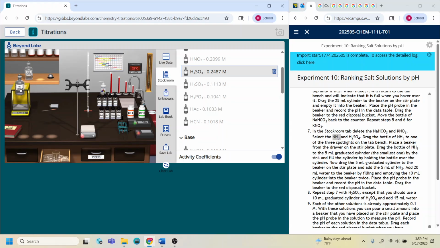Let's do the ammonia first. So we're going to bring that bottle to one of these three spots. We're going to take our beaker, we're going to put it on the bench or on the hot plate. And then it says here that I need to drag the bottle to fill the 5 ml graduated cylinder. So we're going to go ahead and grab the bottle. This is the 5 ml graduated cylinder, so we're going to fill that. It says full, okay? And then we're going to bring it. We're just going to put it over here.